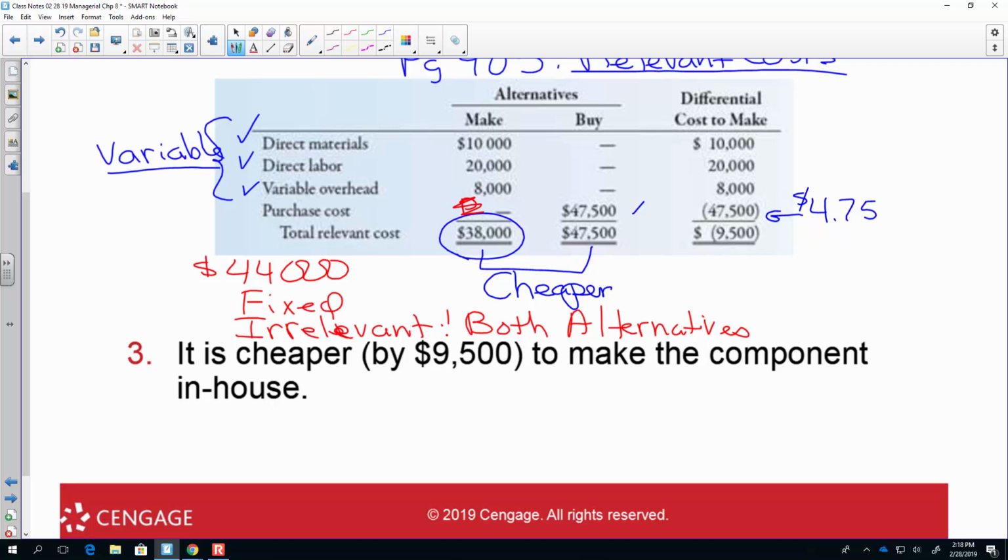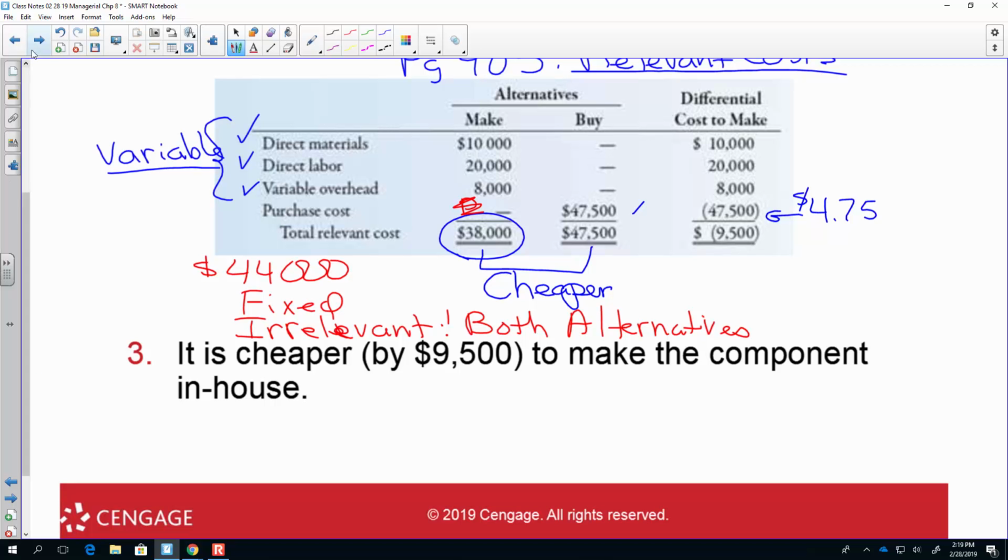Guess what happens to supervisors in most cases? We said a supervisor was another example of a fixed cost, their salary. More than likely the company does what? Moves them somewhere else. So even though they're not making anything any longer, their role has changed to another part of the company. That's why it's irrelevant. So whether I make or buy, that cost stays. What do you think? Does that make sense?